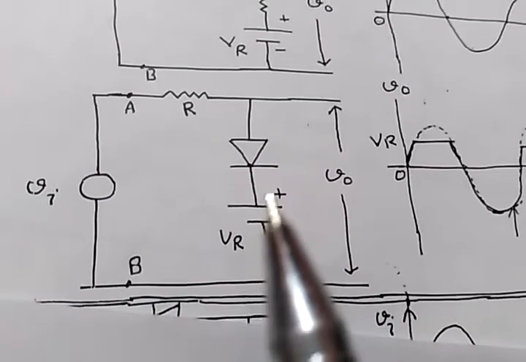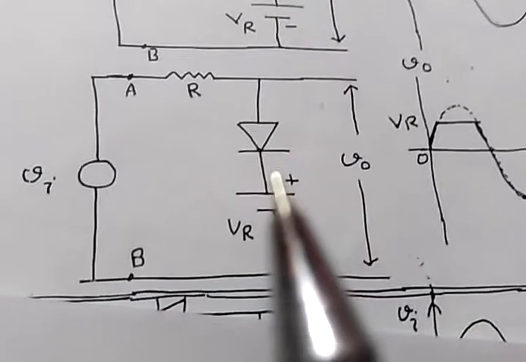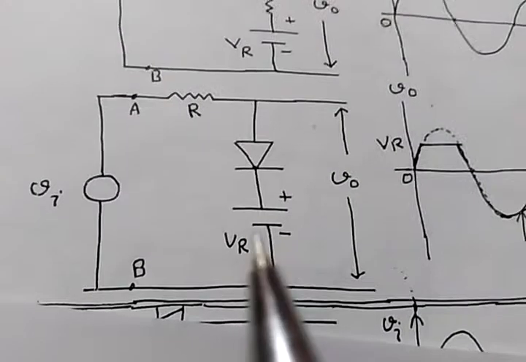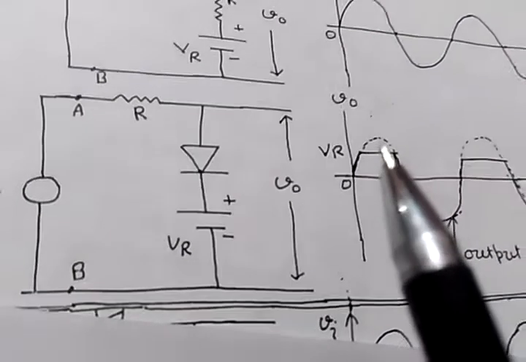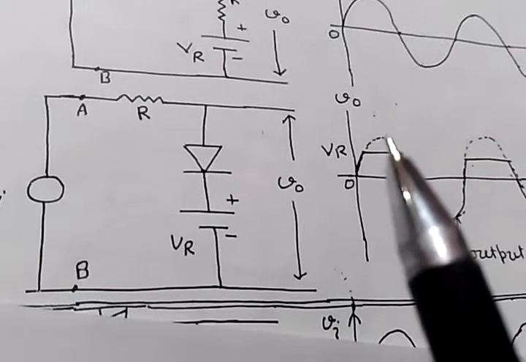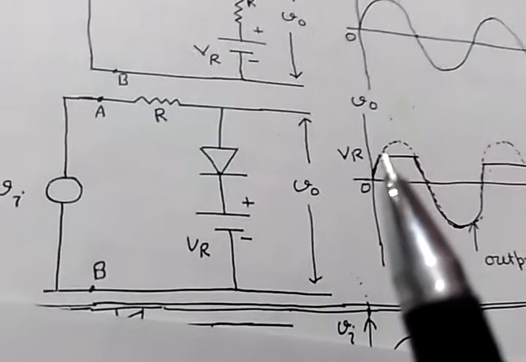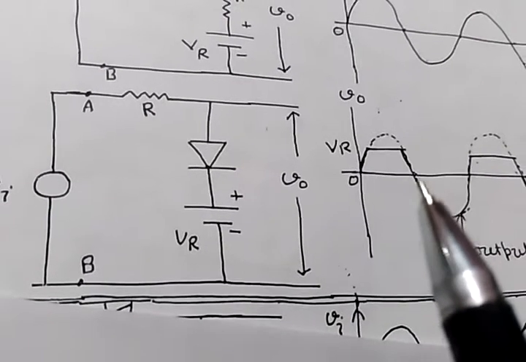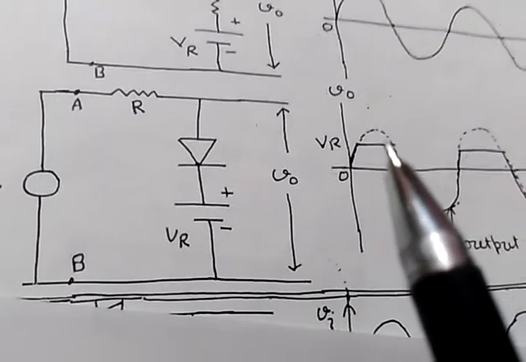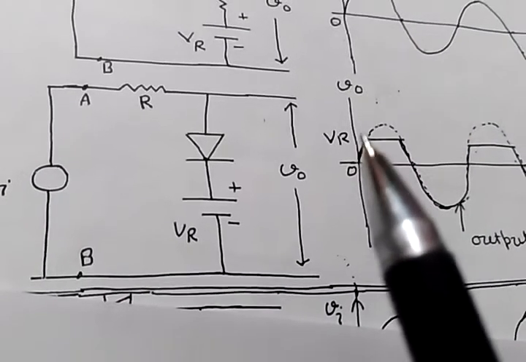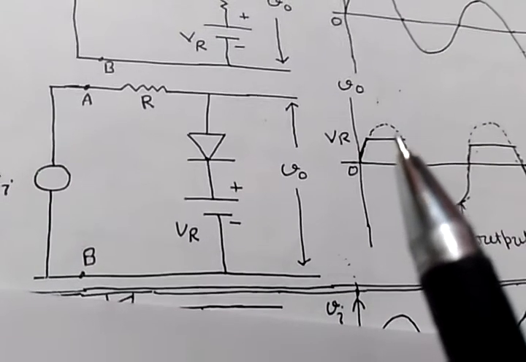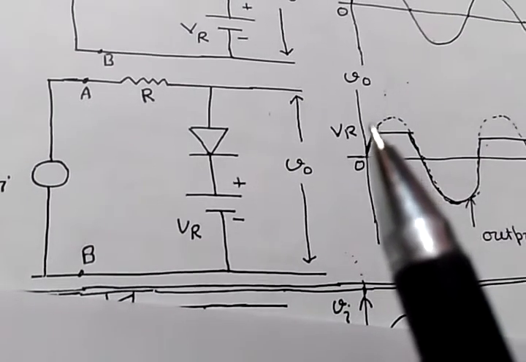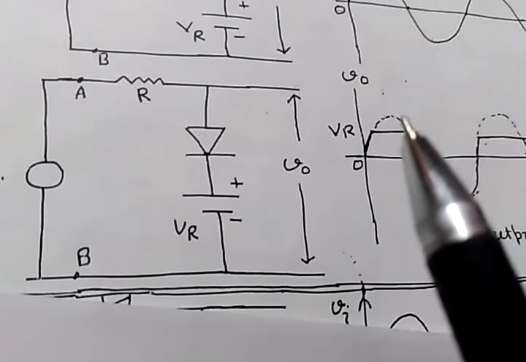So when the input is above the VR, the diode will be replaced by a short circuit. So the output will be at constant VR level. Same when the input is above, for this portion of the input signal, the output will be at constant VR level. And when the input reduces to VR, the output will again follow like this portion of the input signal. Output will again follow the input. So in the positive half cycle, the input waveform above the VR level will be clipped off.